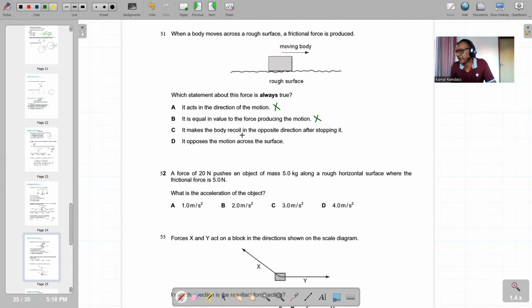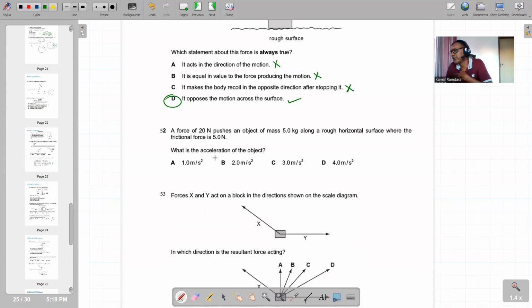It makes the body recoil in the opposite direction after stopping it. No. When it stops, there is no motion, there is no friction. It opposes the motion across the surface. Yes. That's always true.